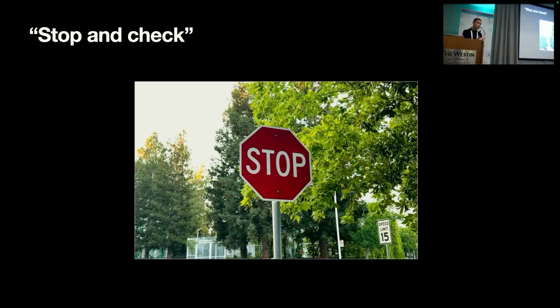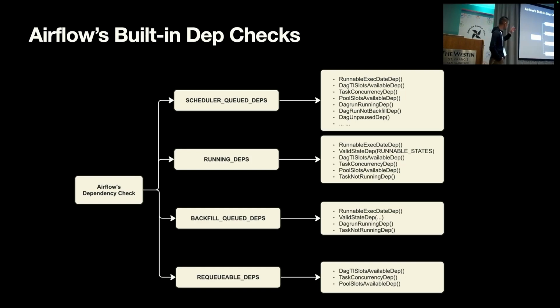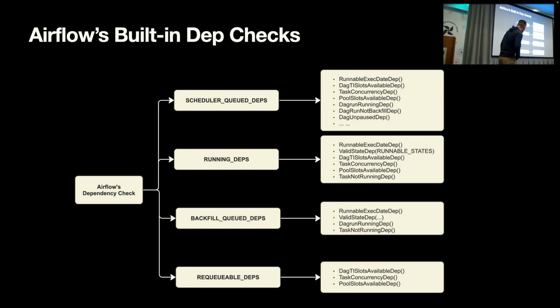So Airflow already does this all the time, right? Because in Airflow, it has a lot of dependency checks. Here you can see there are some categories, right? Airflow checks some dependencies to see if the job or the DAG is ready to be queued, or if the task instance is ready to be running, or there are some dependency checks for backfill, right? And if you dive deeper, you will see there are a lot of checks. Some of them are checking if there is enough slot, or if the concurrency configuration allows this task to start. Or something else, like if the state is valid, a lot of them.